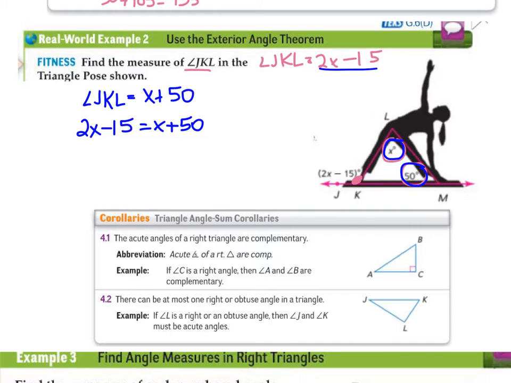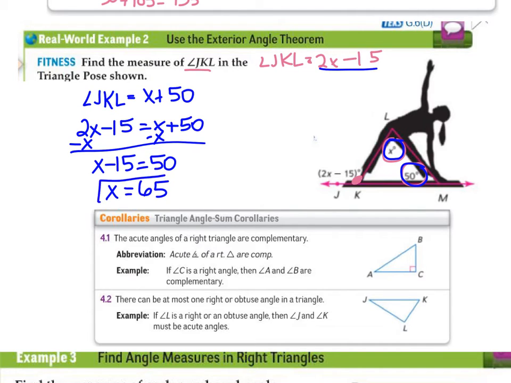So doing that, we're going to get x on the same side. Okay, we have x minus 15 equals 50. All right, and then adding 15, we get x equals 65. So remember, 65 is just the value of x, not our angle.